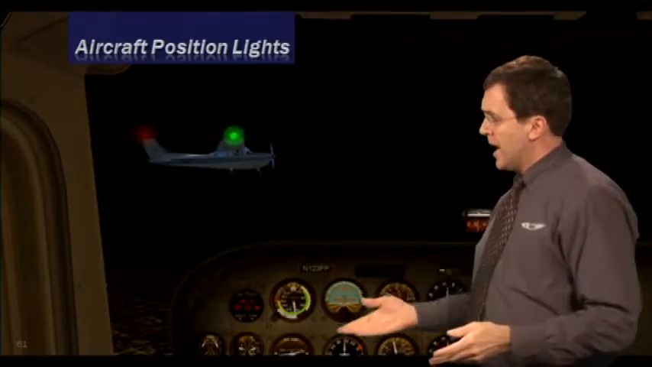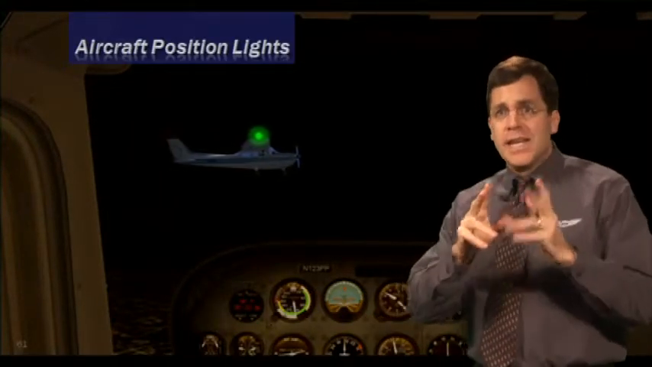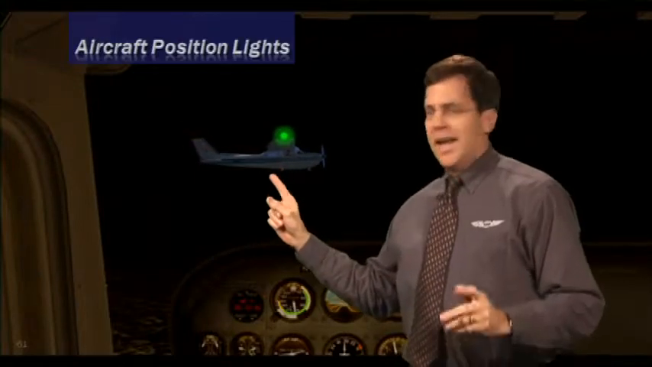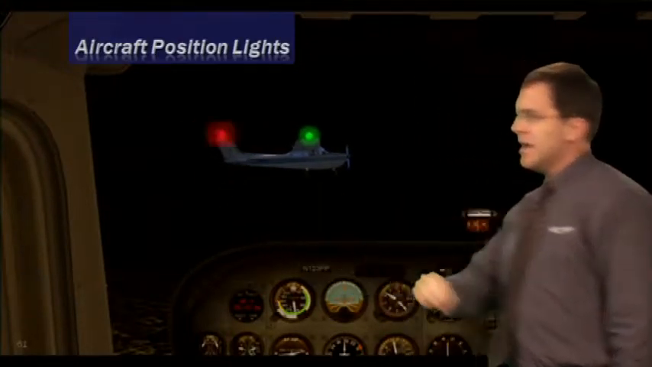Imagine that you're flying this aircraft and you see a green position light and a red flashing light. You need to know the direction the aircraft is flying in and how to avoid colliding with it. The regulations state that the aircraft to the right has the right-of-way. Because you see the other aircraft's green position light, you know that you're looking at its right wingtip.